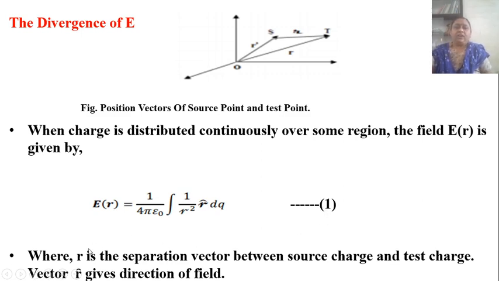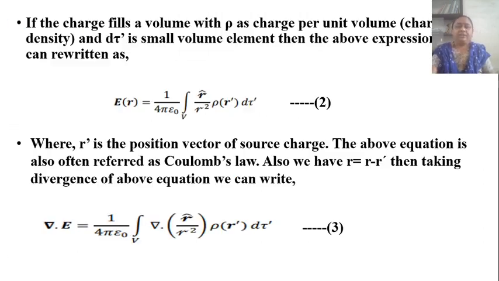Now, where R is the separation vector between source charge and test charge. See in figure, this R is a position vector between the source charge and test charge as shown in figure, and vector R cap gives the direction of field.